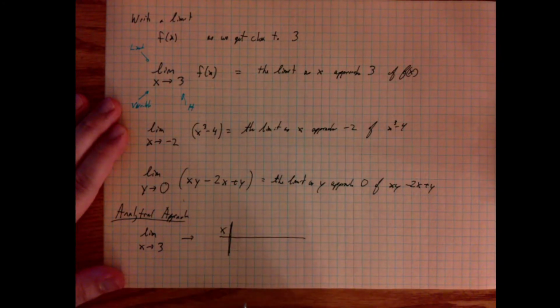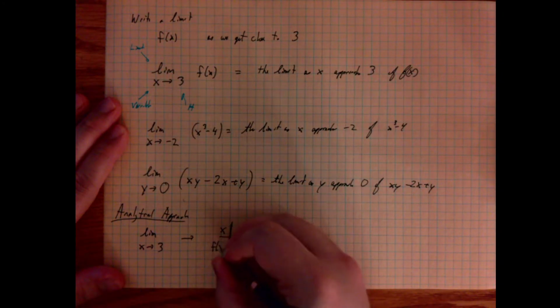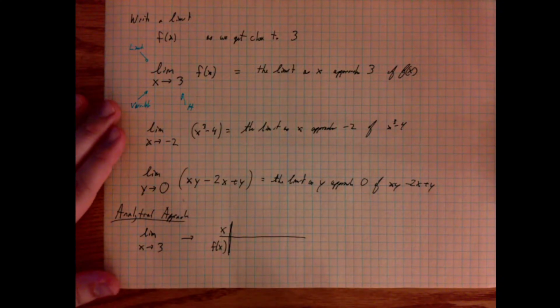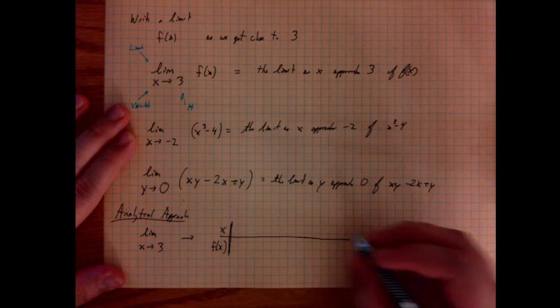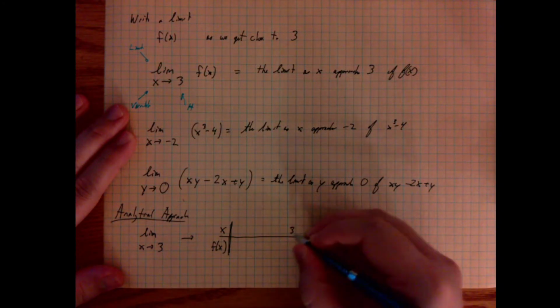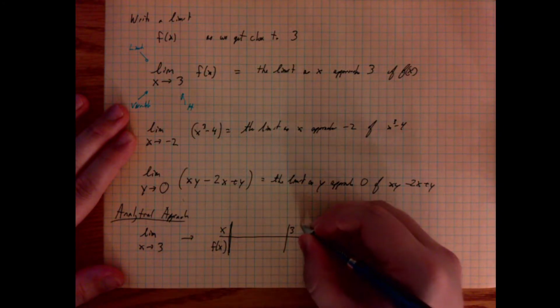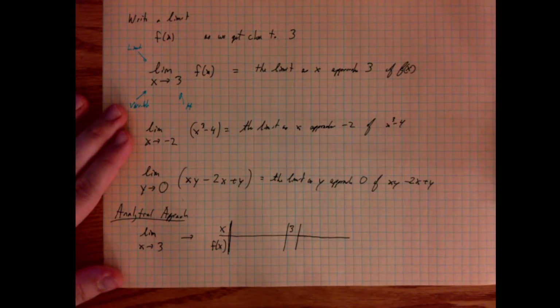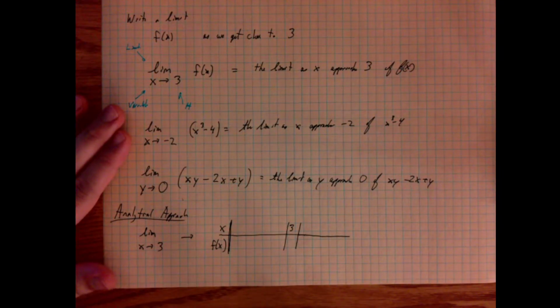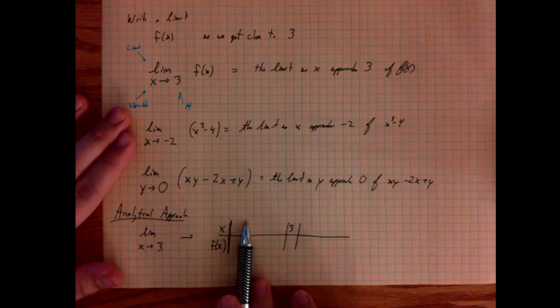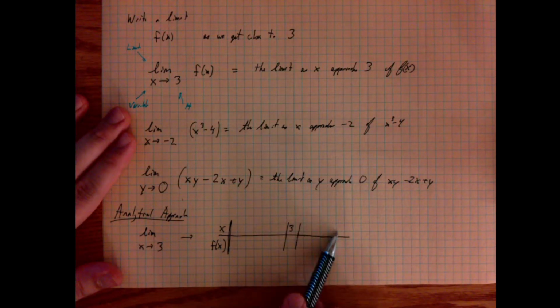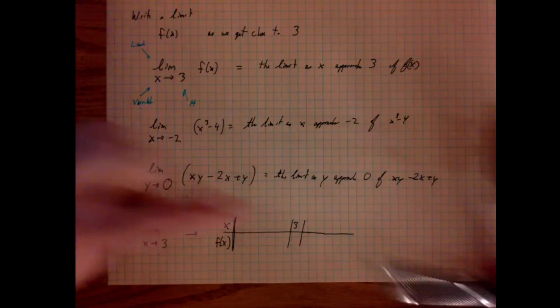x is going to be what we're plugging in, and f of x is what we're going to be getting out. Now, we want it to approach 3. I'm going to give myself some space here, so I'm going to put 3 kind of in the middle. How do we approach 3? Well, there's a couple ways to do this. You have to approach it from both sides. So there's numbers that are less than 3, and there are numbers that are greater than 3. We need to approach it from both directions.